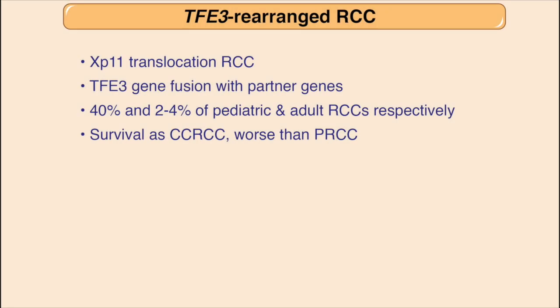TFE3 rearranged RCCs or Xp11 translocation RCC. It is characterized by TFE3 gene fusion with one of many different partner genes. They account for 40% of pediatric RCCs and 2 to 4% of adult RCCs. The survival is similar to clear cell RCC but worse than papillary RCC.